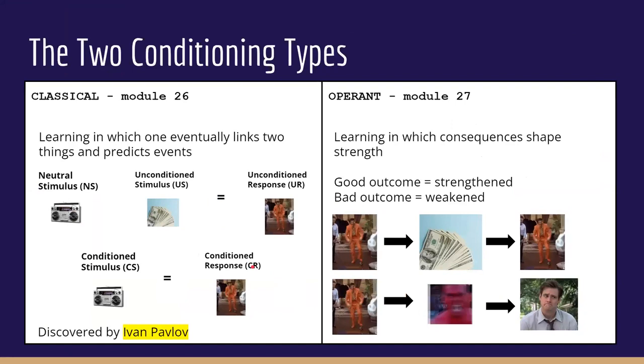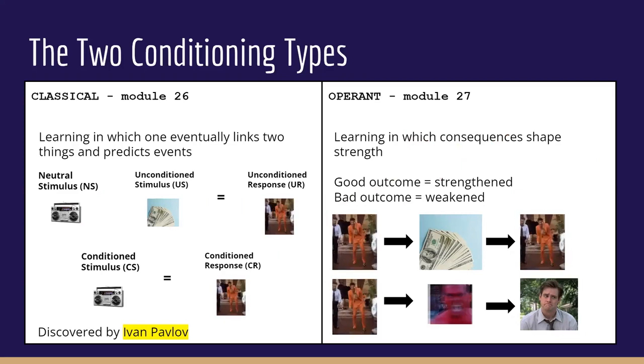So now let's talk about the two conditioning types. We're going to talk about the other one, operant, in the next module, but right now we're just talking about classical in this module. I'm still going to talk about both of them. I'm actually going to talk about operant first, but I'll talk more about it in the next module. This is a type of learning in which consequences shape the strength of a certain behavior.